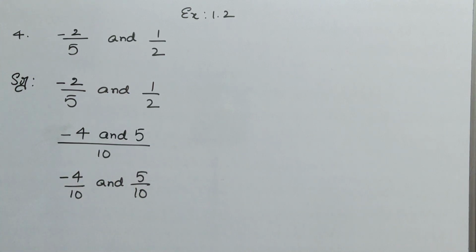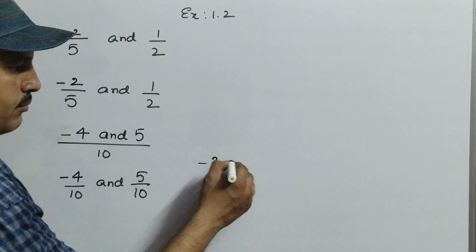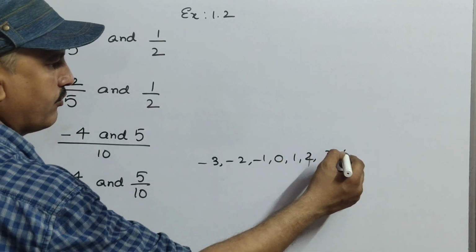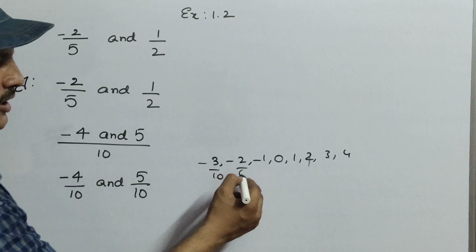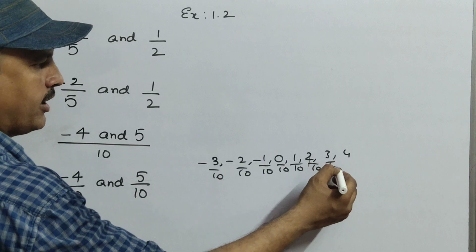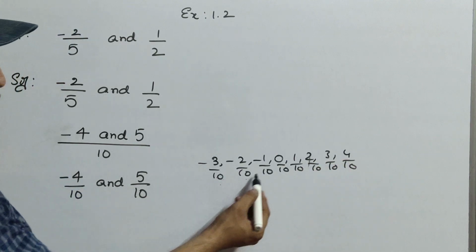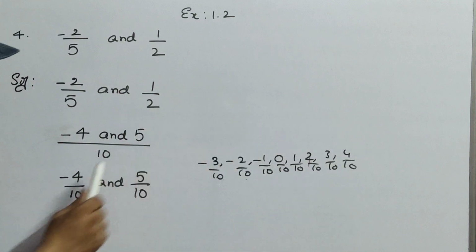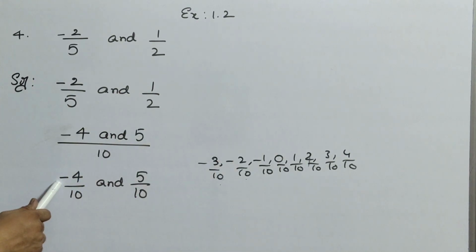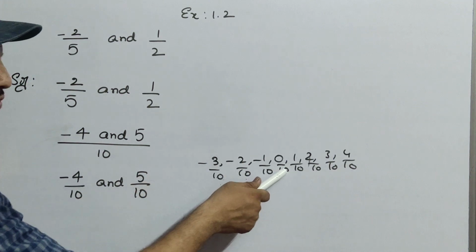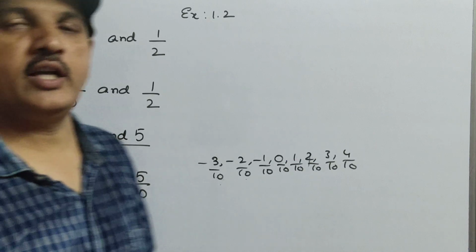Here -4, no? Next -4 means -3, -2, -1, 0, 1, 2, 3, 4. That means you can write here -3/10, -2/10, -1/10, 0/10, 1/10, 2/10, 3/10, 4/10. 1, 2, 3, 4, 5, 6, 7, 8. Means we have to write in between -4 and 5. So less than 5, more than -4. But 1, 2, 3, 4, 5, 6, 7, 8 only we are getting. We are getting only 8.